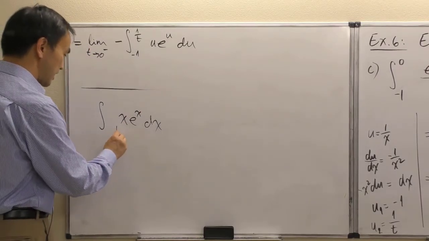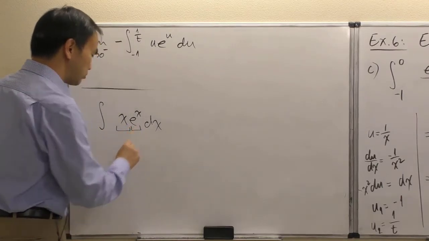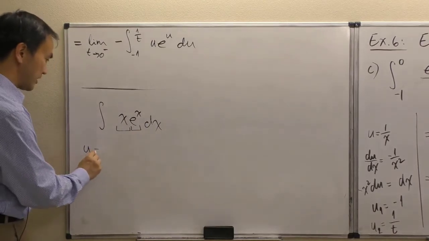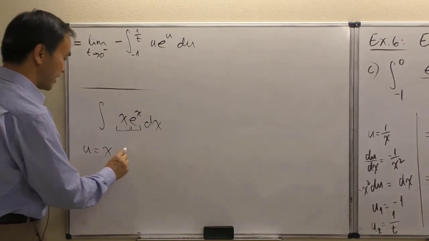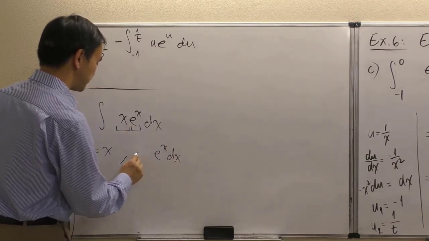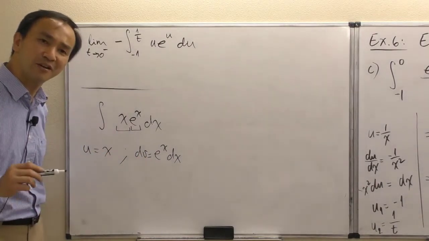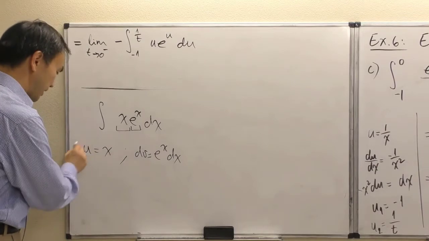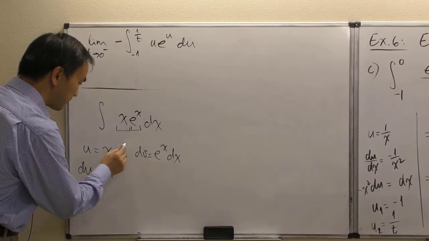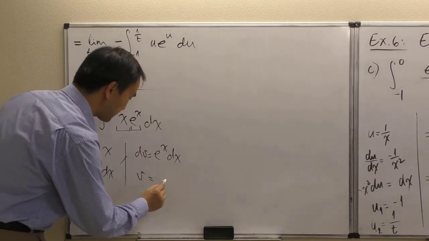I see a polynomial, which is an algebraic family, and I see an exponential family right here. So my u choice to break that into the two parts, I'm going to call that the x, and my dv part is e to the x dx. Of course, I'm going quite skippy here because this is not formally a lesson about integration by parts. Now if u equals x, then du is going to equal dx, and if dv equals e to the x dx, then v can equal e to the x.